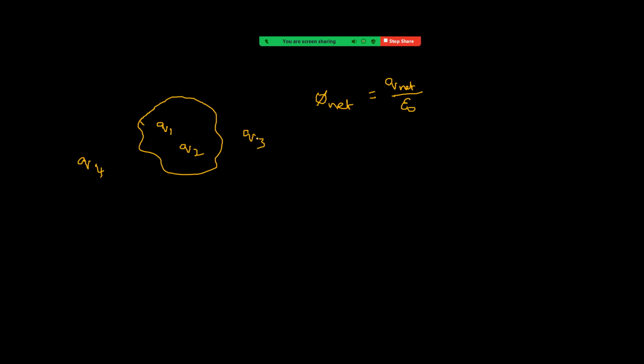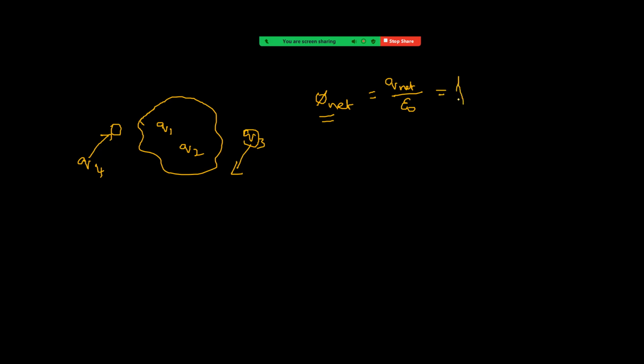See what happens here. Suppose we are moving Q3 and Q4. We are moving the charges outside, but they are not entering the surface. If I change the position of Q4 from here to here, and change the position of Q3 from here to here, still the net flux remains the same.